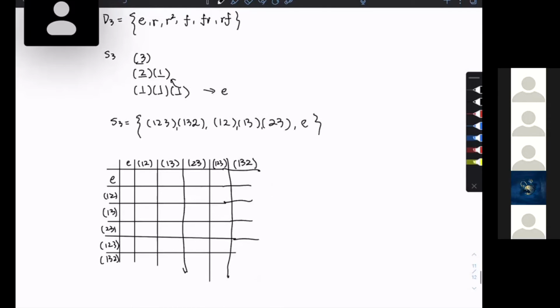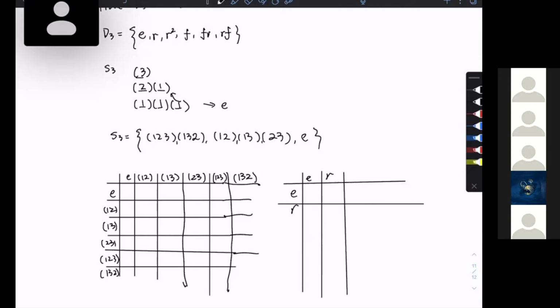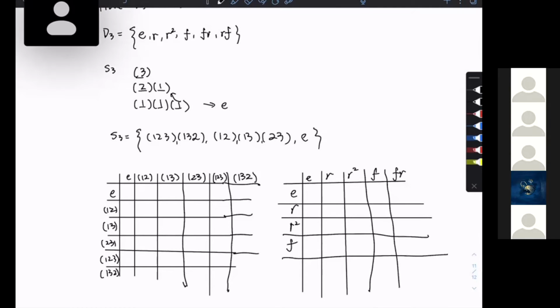So we can leave this aside and try to find the Cayley table for D3. So it's E, then R, then R squared, then F, then FR, lastly RF.